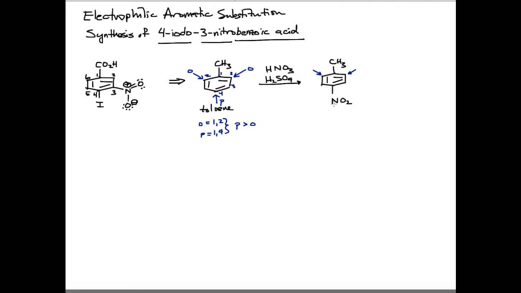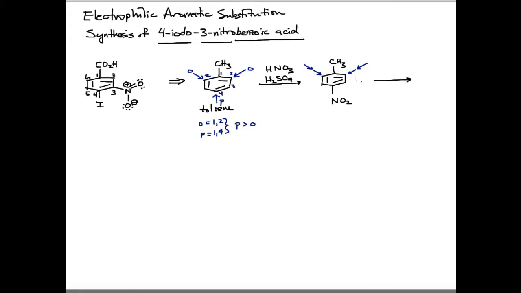The nitro group is a meta-director, so it's going to direct or reinforce what the methyl group does. And so that really doesn't help us at all at this point. However, what we can do is reduce the oxidation state of that nitrogen down to the amine.